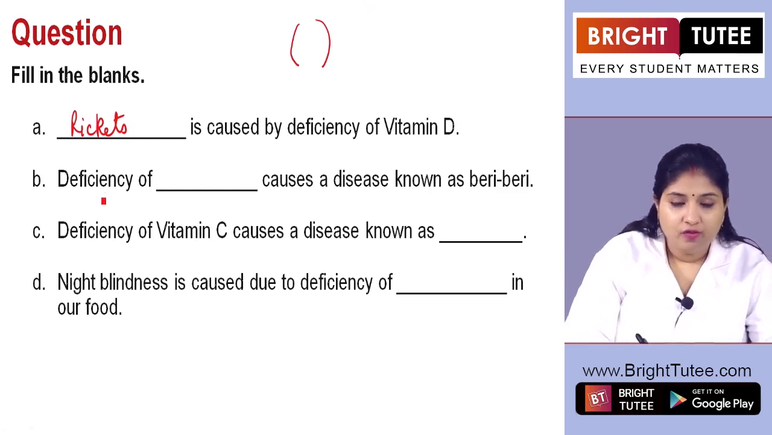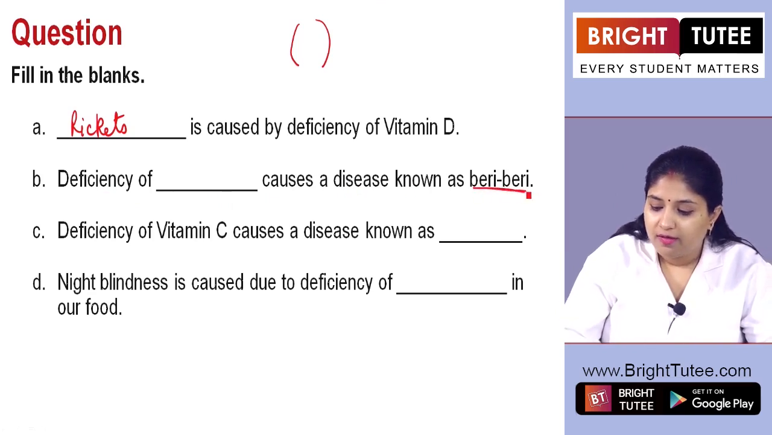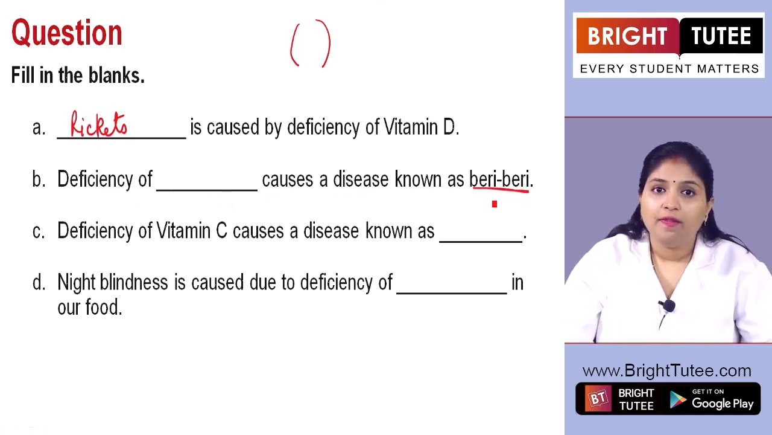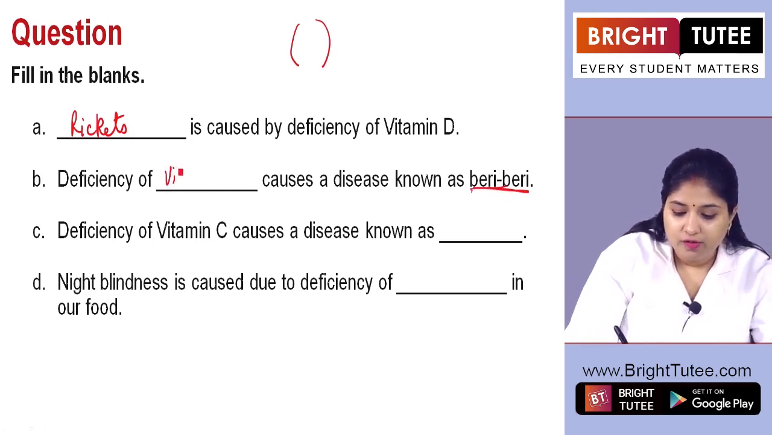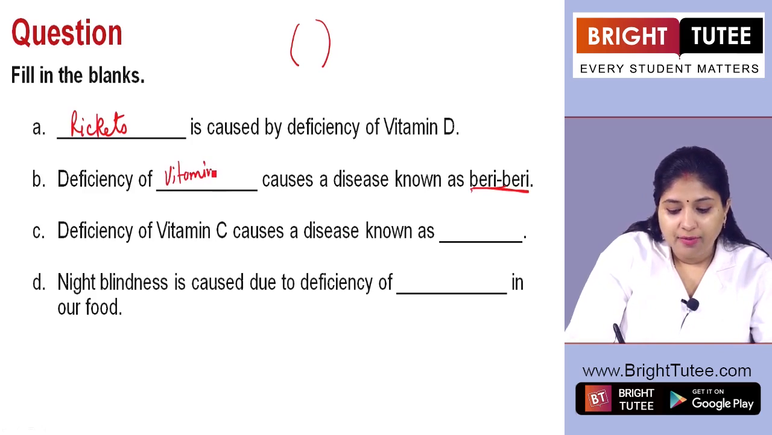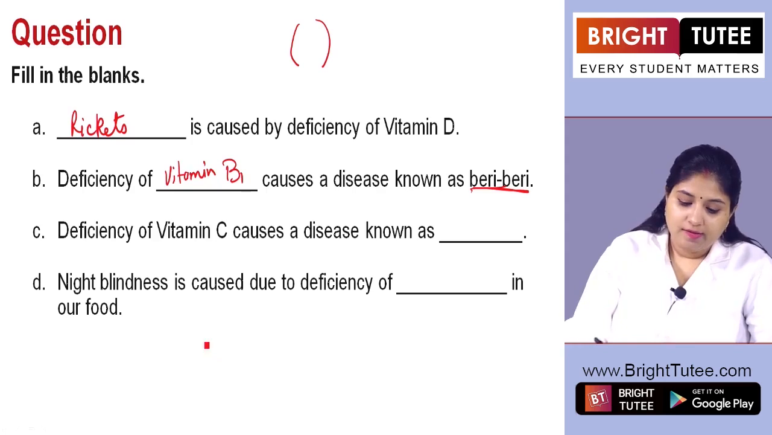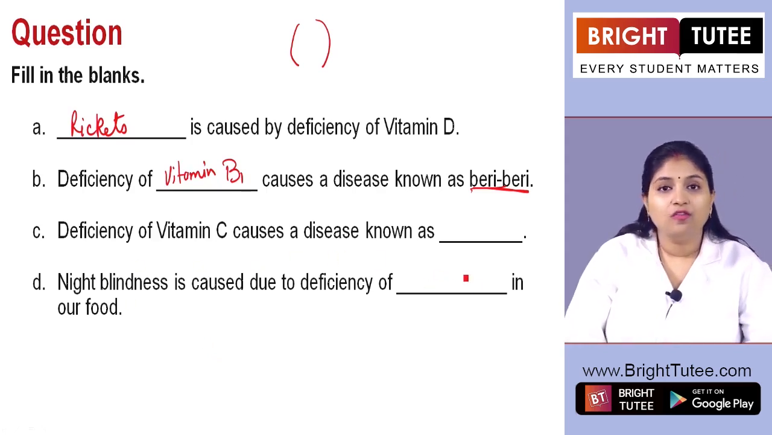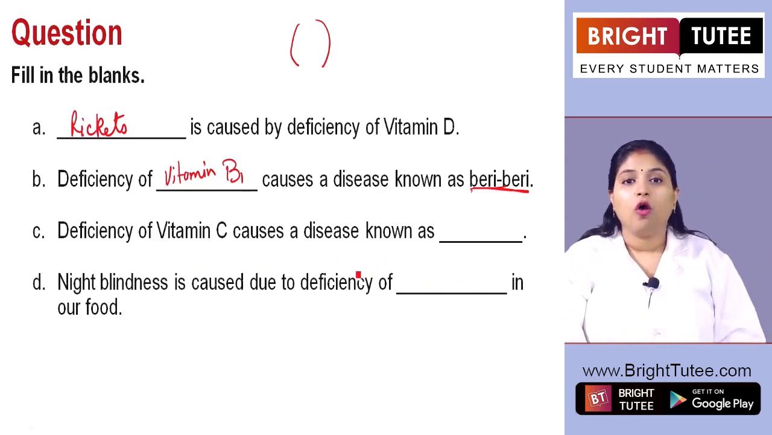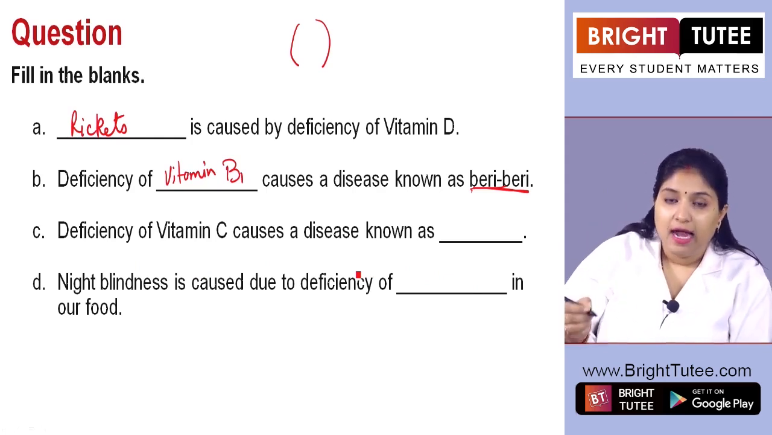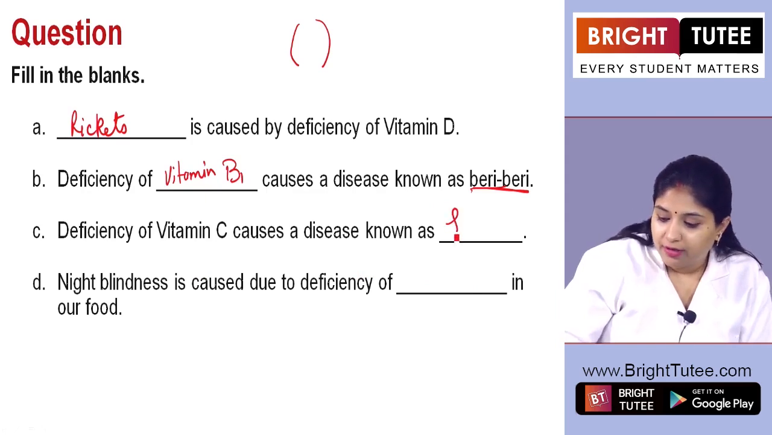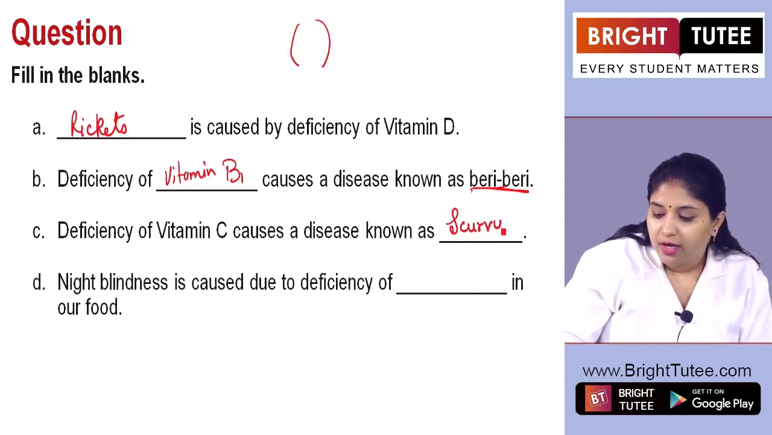Then the next question is, deficiency of DASH causes the disease known as beriberi. So this also we saw, beriberi is a disease which is caused by the deficiency of a particular vitamin, and that vitamin is vitamin B1, right? Next question is, deficiency of vitamin C causes a disease known as DASH. So we know that deficiency of vitamin C causes the bleeding of the gums, and that symptom is associated with the disease called scurvy, right?